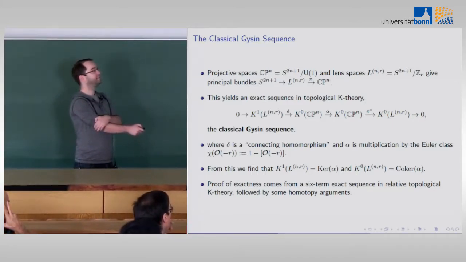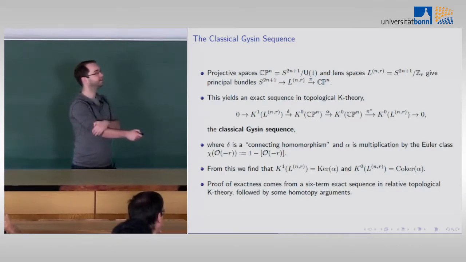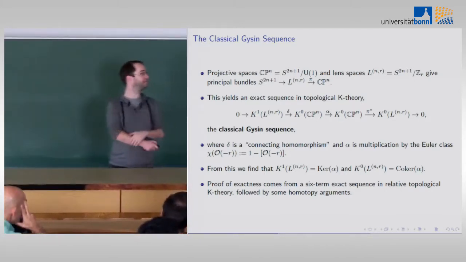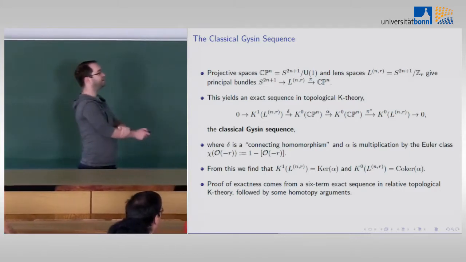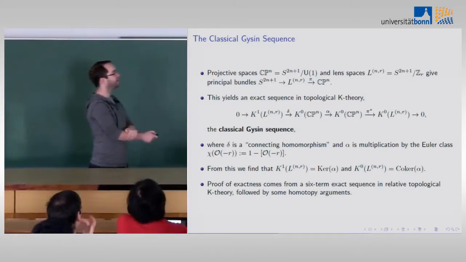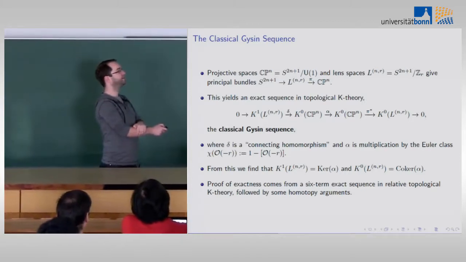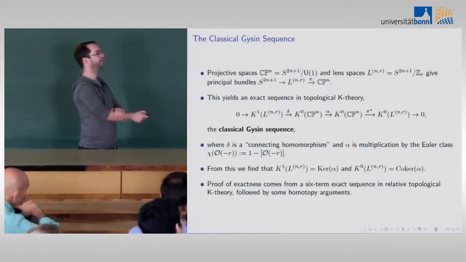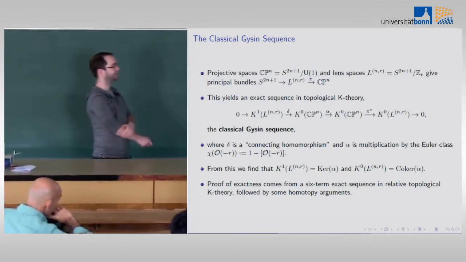And then pi star is just pullback. If I have the lens space sitting over the projective space, then this map is just pullback of line bundles from the projective space to the total space. And that's an exact sequence, and that's fun because if I know the K-theory of the projective space, which I happen to know, then this immediately tells me the K-theory of the lens spaces. So I get the K1 of the lens space as the kernel of this map because of exactness. And I get K0 as the cokernel of this map, again because of exactness.